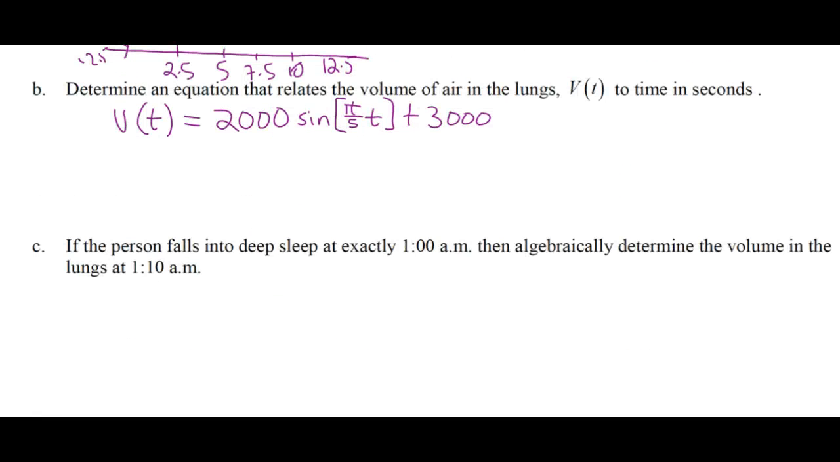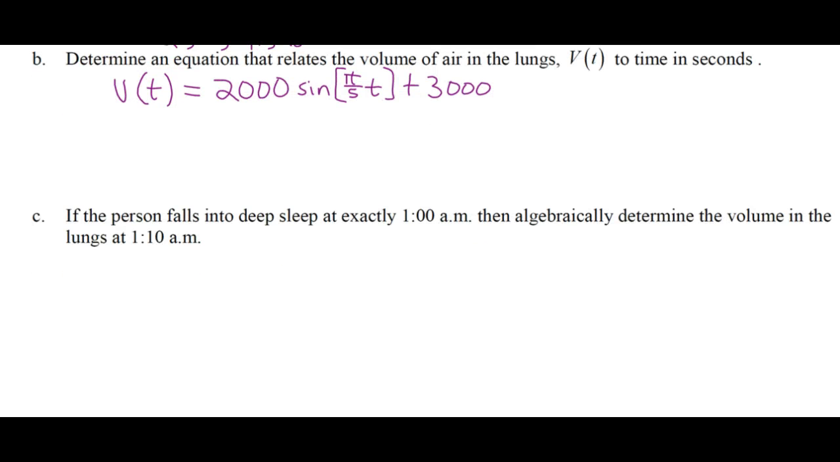The person falls into a deep sleep at exactly 1 a.m. Then algebraically determine the volume in the lungs at 1:10 a.m. How much time will have passed? 10 minutes. But what do we need our time in? We need our time in seconds. So 1:10 minus 1 a.m. is 10 minutes, which is how many seconds? 600 seconds. So we want to do V of 600, right?